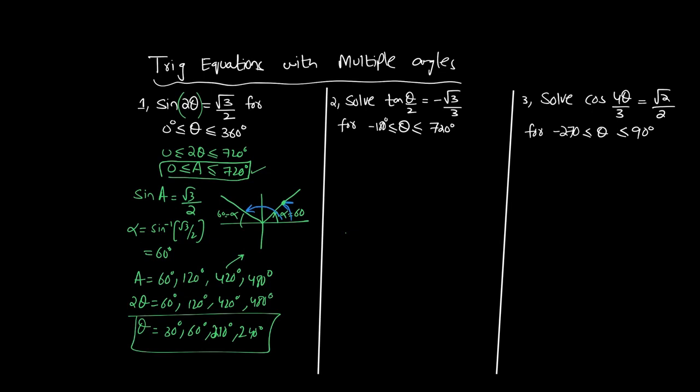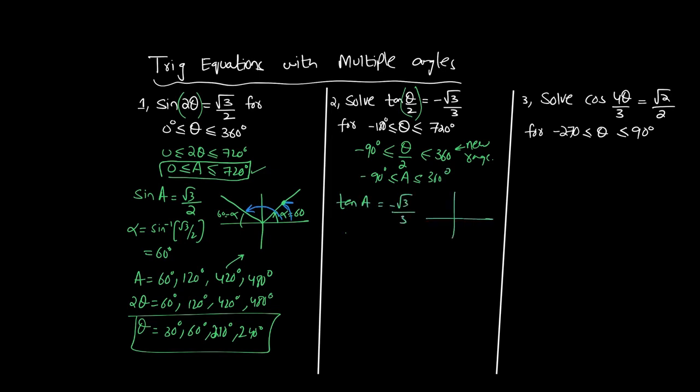In the second question, you have tan theta over 2 equals to negative root 3 over 3. Now the angle of our concern is theta over 2. So you will alter your range. Theta over 2 will have angle from minus 90 to 360. This becomes your new range. Now you can call this as A if you want. Tan of A is negative root 3 over 3. Now A is lying in the quadrant in which your tan would be negative. So tan of A is negative, so either it can be in the second or in the fourth quadrant.